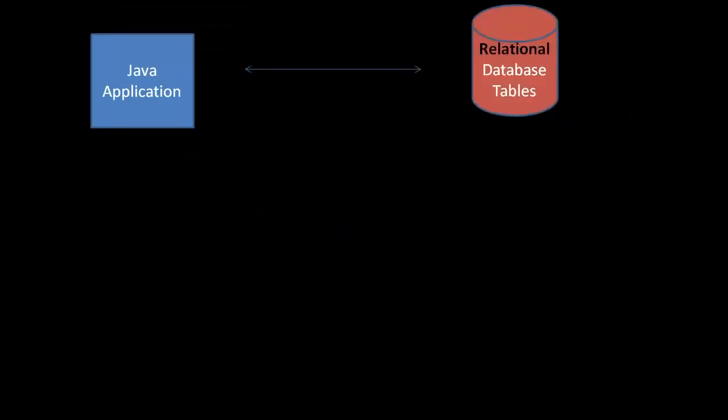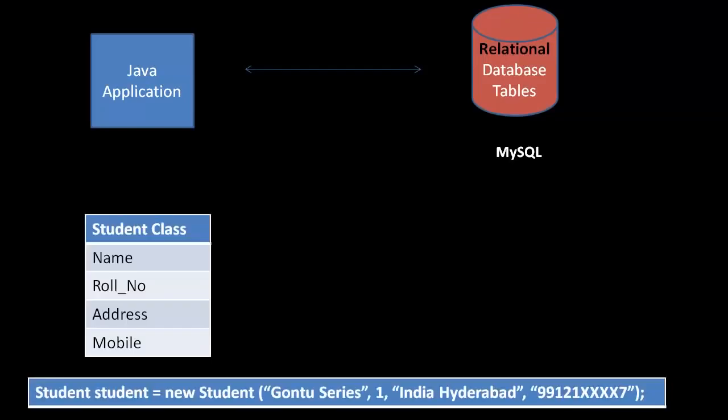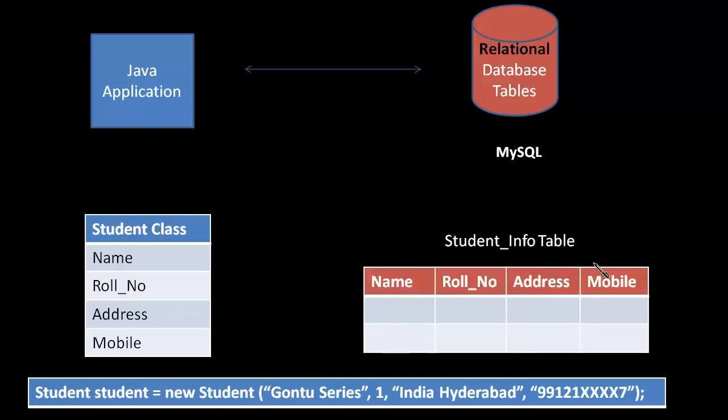Let's say you have a Java application which connects to a relational database, for example MySQL. Let's say you have a student class which contains member variables in it, name, roll number, address, mobile, which represent student information, and you have created a student object out of this class. Now the task is you have to store or persist the student's information which is there in your student object into the student info table.